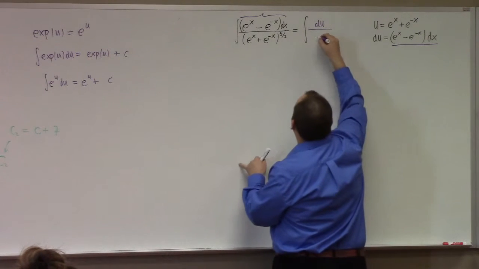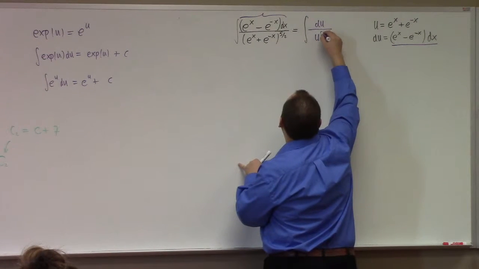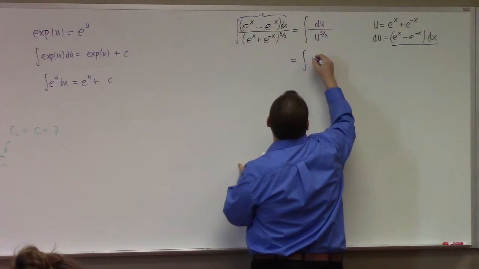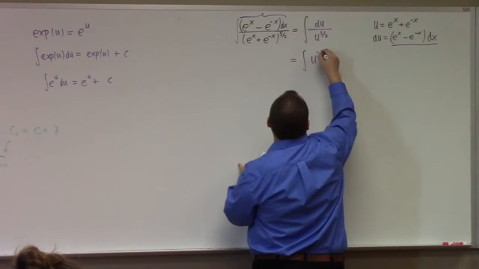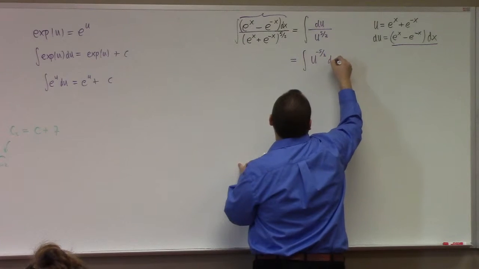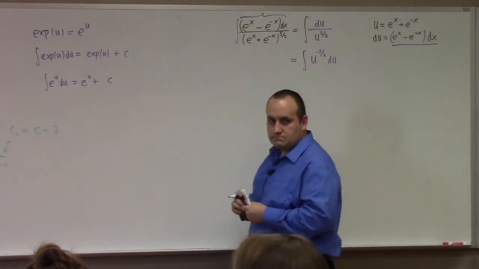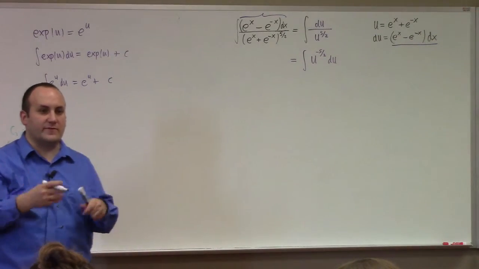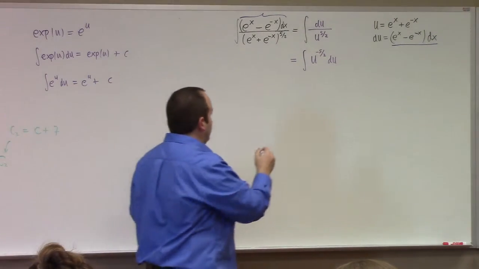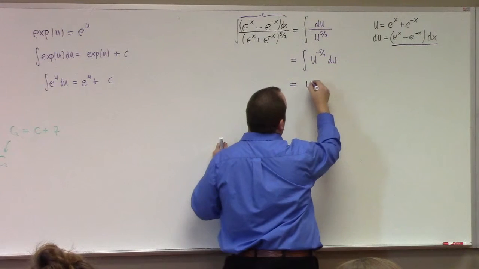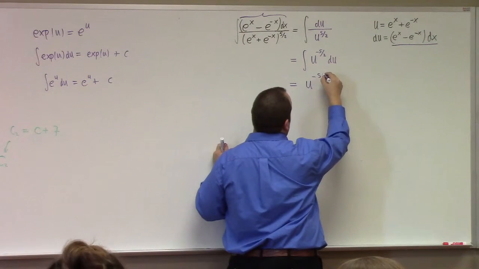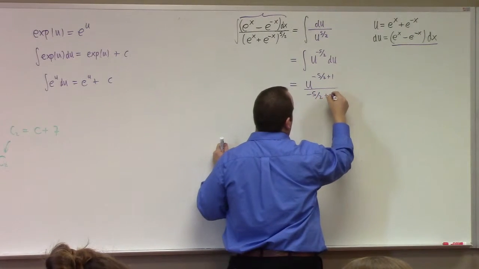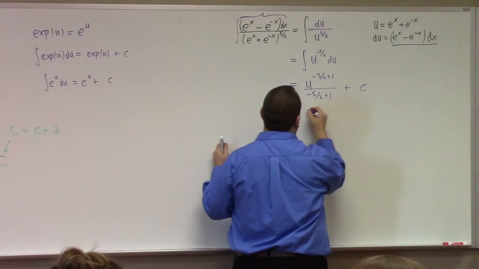divided by u to the 5/2 power. Now I'm going to rewrite that because it's a good idea. This is u to the minus 5/2 power du, right? And now we use the power rule for integrals. So we do what? This is u to the minus 5/2 plus 1 divided by minus 5/2 plus 1, plus a constant, right? Now what is that?